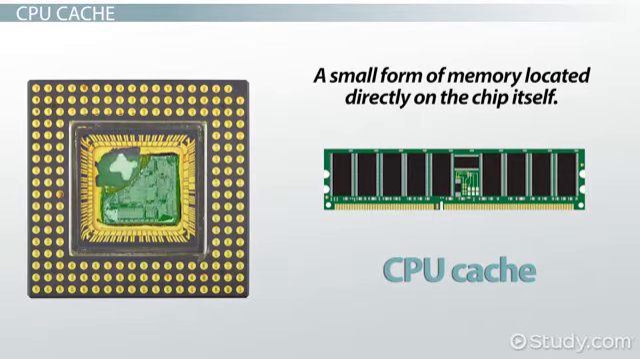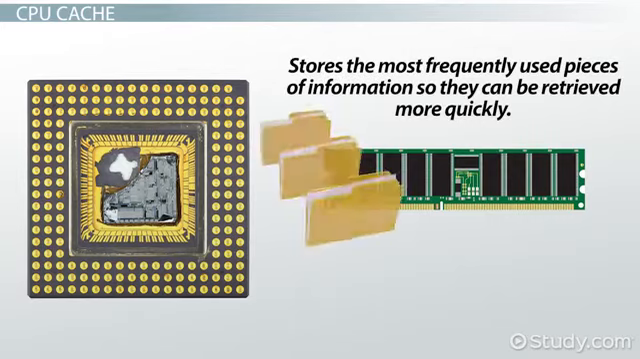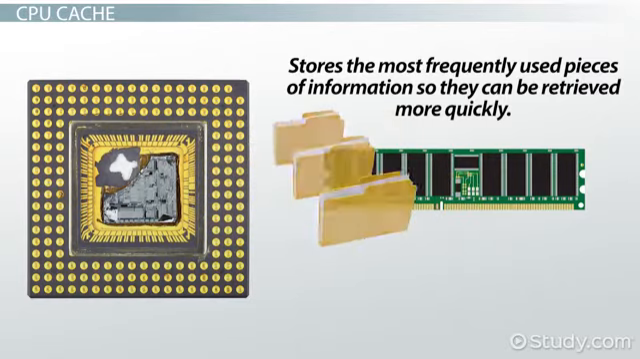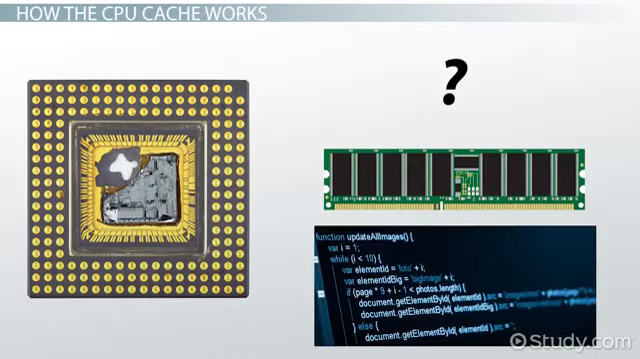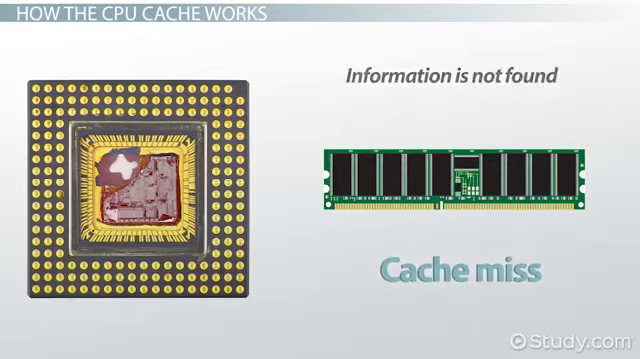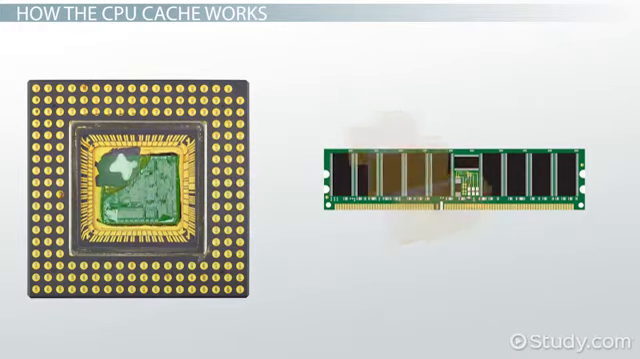It is much smaller, but can be accessed much faster than the main memory. The CPU cache stores the most frequently used pieces of information so they can be retrieved more quickly. This information is a duplicate of information stored elsewhere, but it is more readily available. To carry out a particular instruction, the CPU needs a specific piece of information. The CPU will first check to see if this information is available in the CPU cache. If the information is found, this is called a cache hit. If the information is not found, this is called a cache miss, and the CPU goes on looking for the information elsewhere. In the case of a cache miss, the piece of information will be found in the main memory, but it will simply take longer.